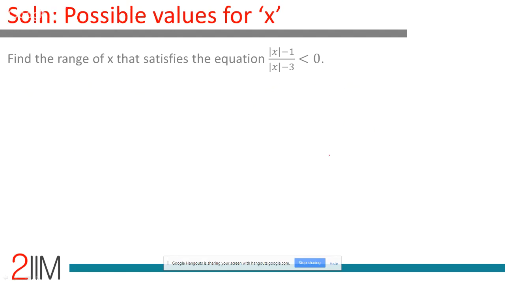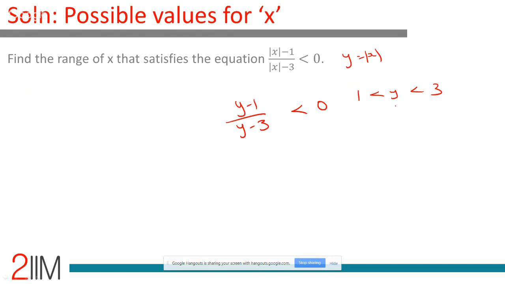How do we do this? I'm going to simplify this. We don't know how to solve mod x and mod x. We know how to solve x. I'm going to say y equals mod x. We're solving for (y minus 1) by (y minus 3) less than 0. Where does this work? 1 less than y less than 3. y should lie between the roots. That we know: between the roots negative, outside roots positive.